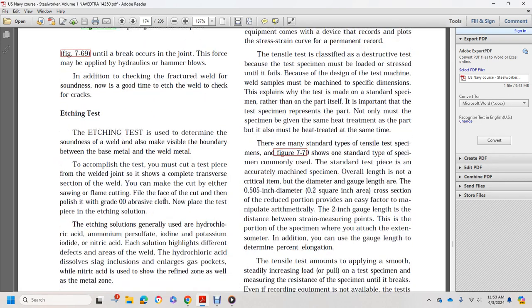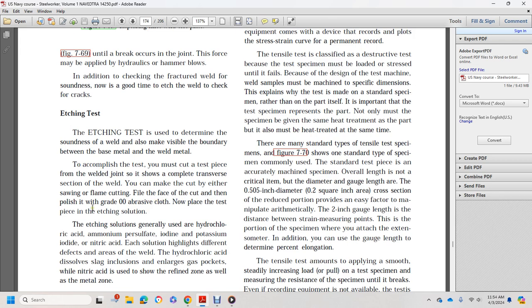Edge testing. With edge testing you determine the soundness of the weld. Make a visual boundary between the base metal and the weld metal to accomplish the test. You must disclose the test bead of the weld joint to show the complete transverse section of the weld. You can make the cut with either a saw or flame cutting. Finish the face of the cut, then polish it with a grade 00 abrasive cloth.